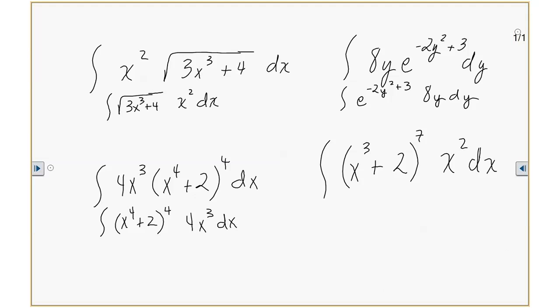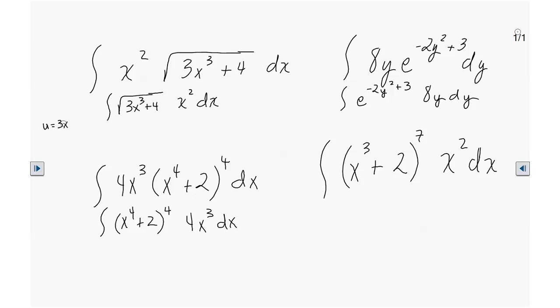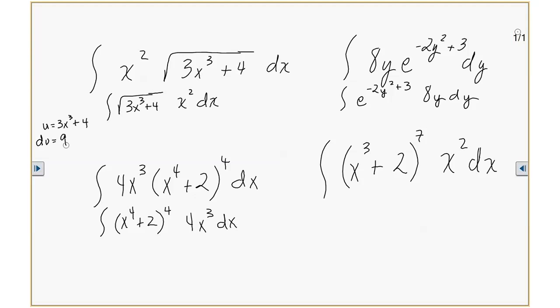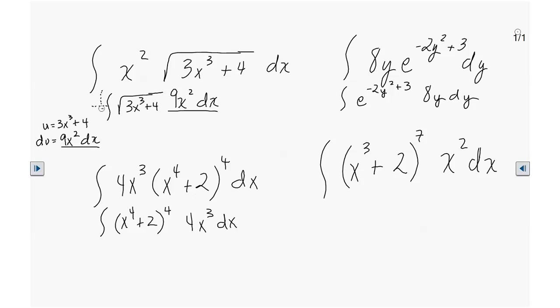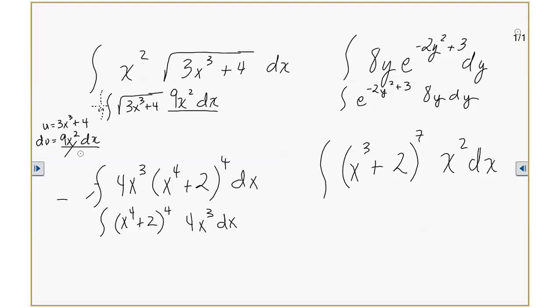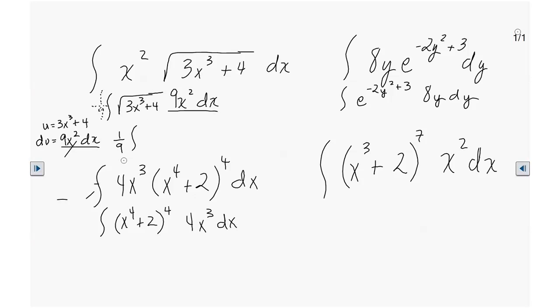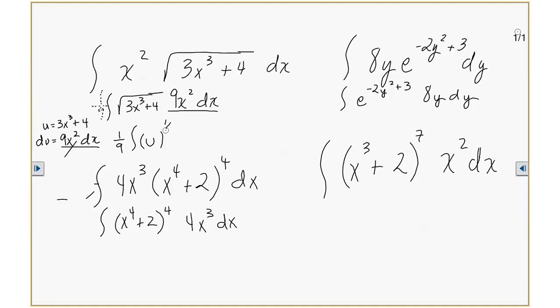So u, in this case, is equal to 3x cubed plus 4. And what is du? 9x squared dx. What do we have? We have an x squared dx. We need 9x squared dx. So what do we need to do? We need to multiply this by 9, which multiplies this by what? So now we have 1/9 integral of u to the 1/2 du. So 1/9 antiderivative of u to the 1/2 du.